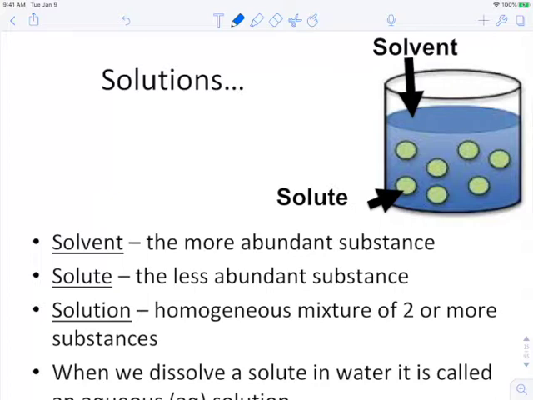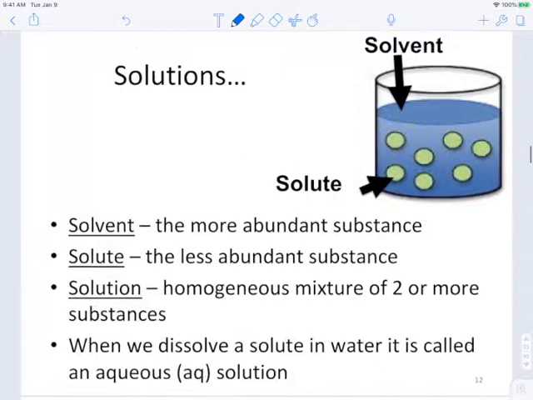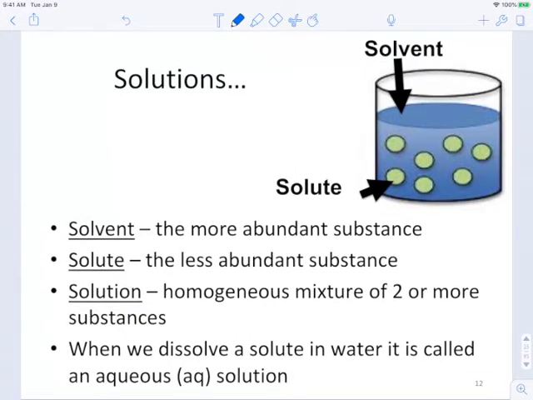All right, and again, the solution is a homogeneous mixture of 2 or more substances. And when the solvent is water, we also refer to it as an aqueous or AQ solution. Questions on anything here for solutes or solvents?